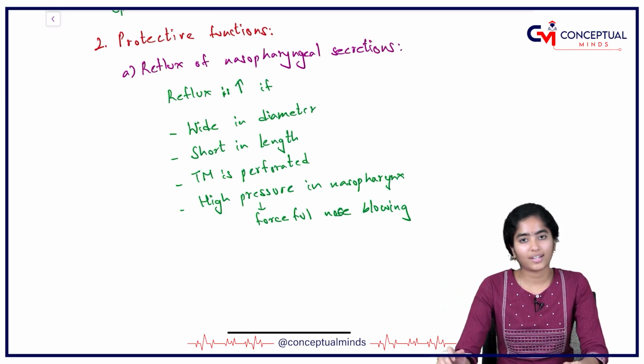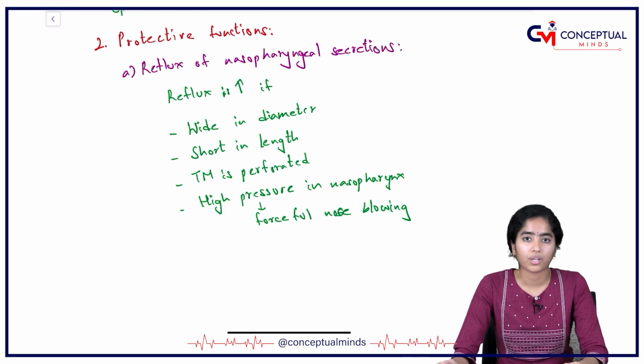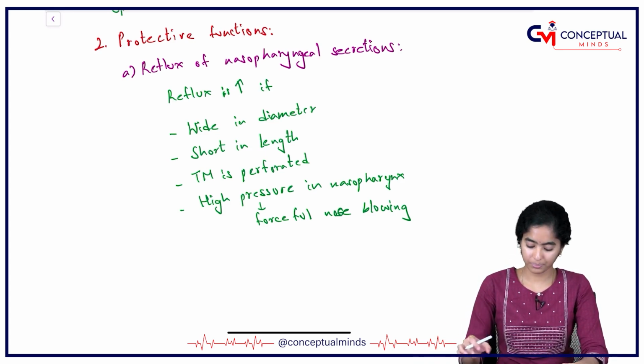Now, as such, the child is having common cold, rhinitis. By this activity, the child will suffer from otitis media also. So, advise parents or advise anybody not to blow their nose very, very forcefully because these secretions can go into the middle ear via the Eustachian tube.